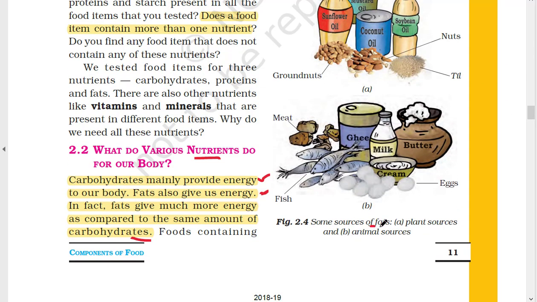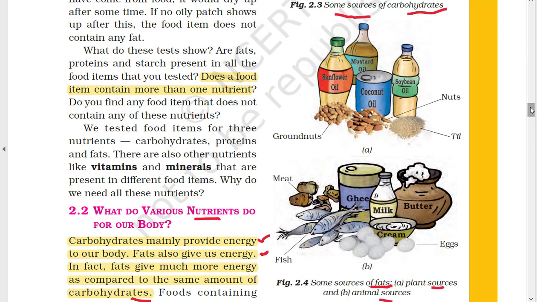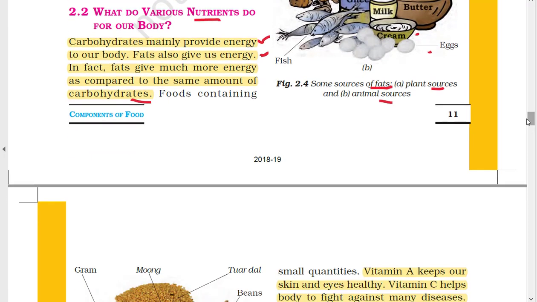Now, if we see some sources of fats, we have the plant sources and the animal sources. Plants give different types of oils, like sunflower oil, mustard oil, coconut oil, soya bean oil, and apart from that, groundnuts, and all types of nuts, walnuts, almonds, etc. And we have til. So these are the plant-based sources of fats. And if we see the animal sources of fats, then we have fish, meat, eggs, ghee.